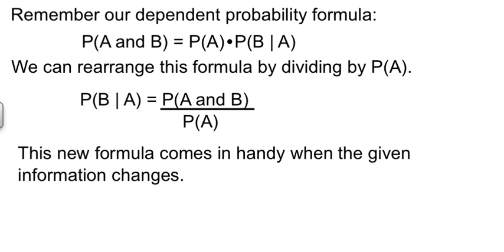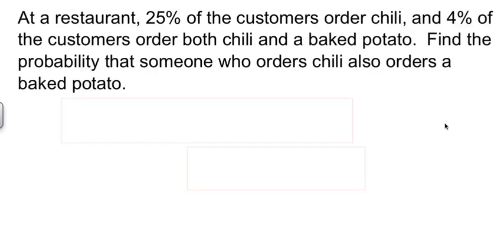But the probability of B given A is equal to the probability of A and B together divided by the probability of A to start with. So we're looking at this situation. We have a restaurant where 25% of customers order chili, and 4% order both chili and a baked potato. I want to know the probability that I find someone, if I know that they ordered chili, will they also order the baked potato?